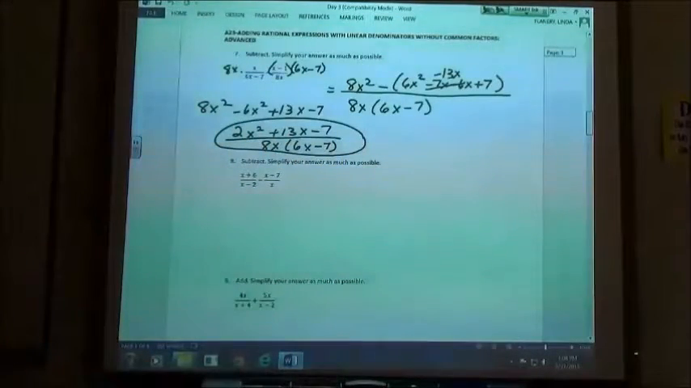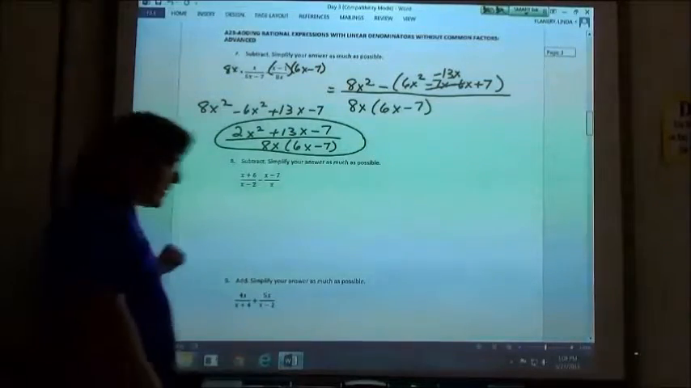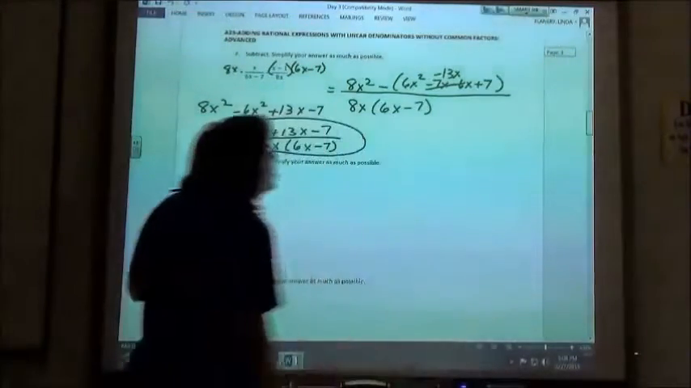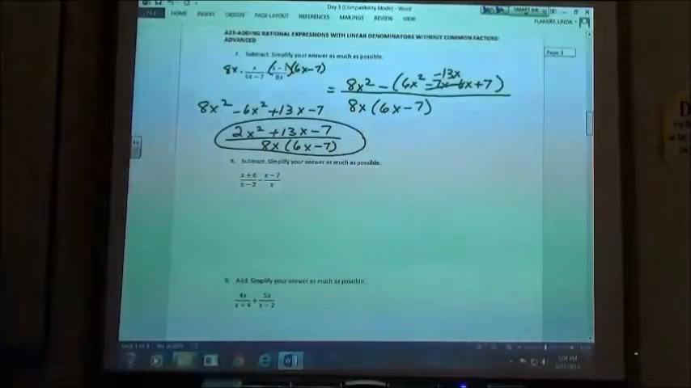Again, I would probably hit the fraction button first and type the top separately from the bottom, just because it's easier to get in on the ALEKS program.